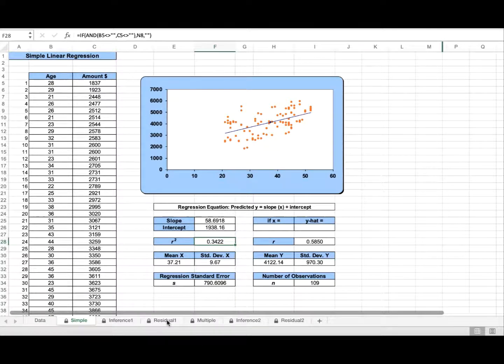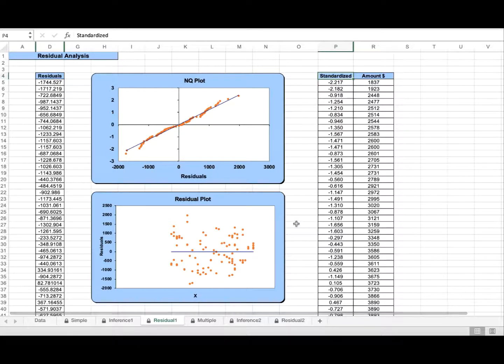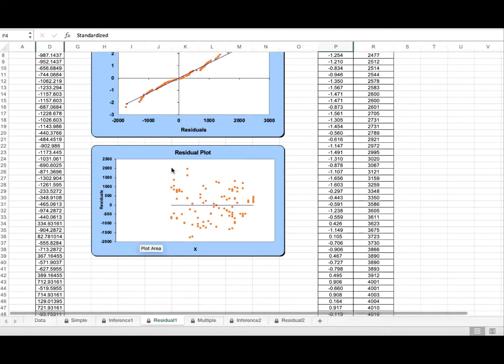Let's check our residual plot to see if the model assumptions are met, which is a condition for making inference for regression. First, our NQ plot shows a normal distribution of residuals. That's one required model assumption. Also, we can see on the residual plot no clear pattern and no clear drift. Remember, we're looking for a random distribution relative to that 0 line.